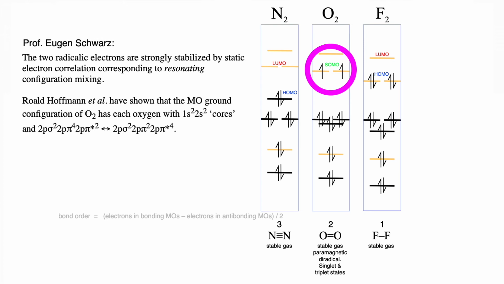Professor Eugen Schwarz says the two diradicals are strongly stabilised by static electron correlation corresponding to resonant configuration mixing. Roald Hoffmann et al. have shown that the molecular orbital ground state configuration of O2 has 1s2, 2s2 cores and resonating sigma and pi structures.